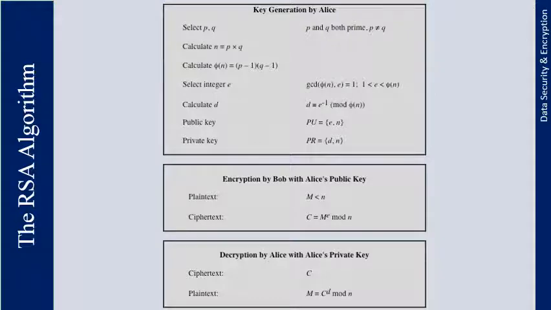This figure summarizes the RSA algorithm, in which we have two participants, A and B. A is referred to as Alice and B is referred to as Bob. Alice generates a public or private key pair, and Bob encrypts using Alice's public key, and Alice decrypts using her private key. For this example, the keys were generated as follows.